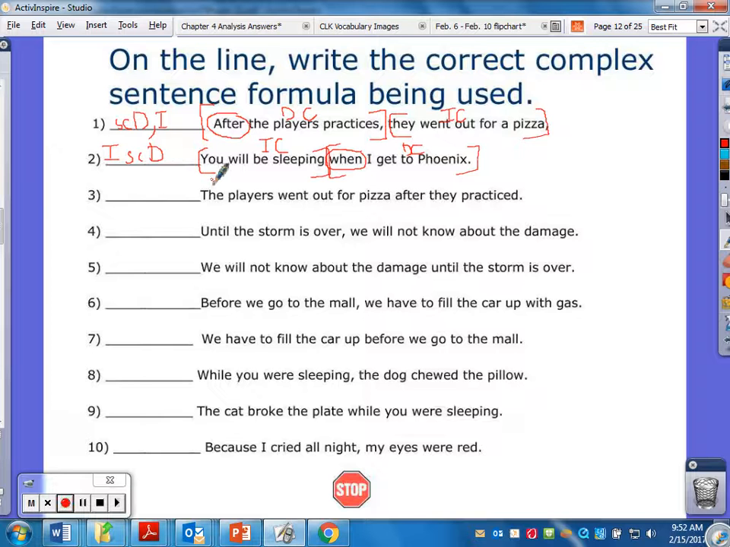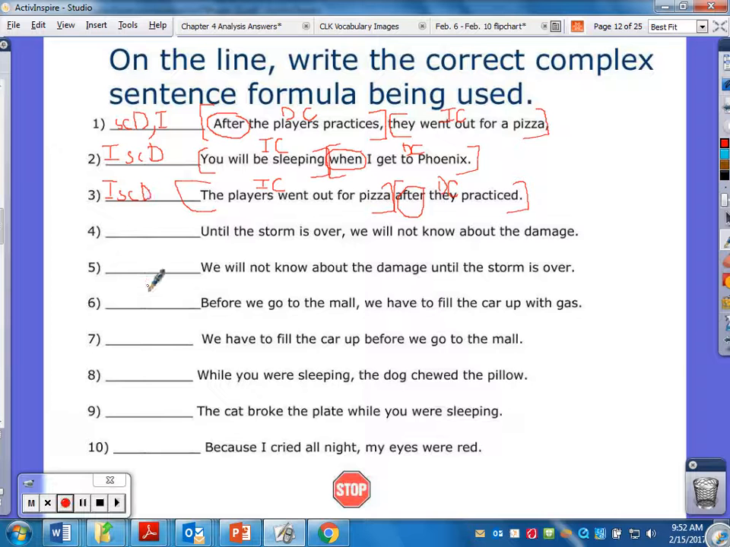Let's do number 3. The players went out for pizza after they practiced. Where's your subordinating conjunction? If you said after, you are correct. So let's circle it. It's our headlight. That means it's starting our dependent clause. Good. So let's put dependent clause, and that means the other clause is going to be independent. Let's make sure. The players went out for pizza. Does that make sense on its own? Yes, it does. So what's going to be our sentence formula being used? Yes, I, subordinating conjunction, and then dependent clause.